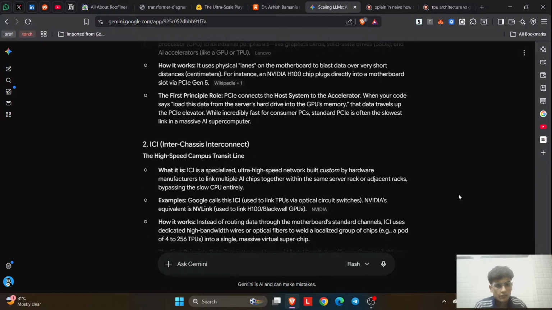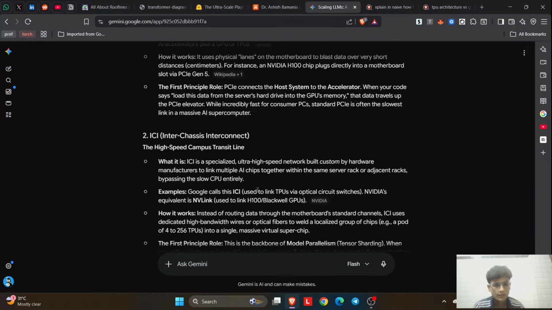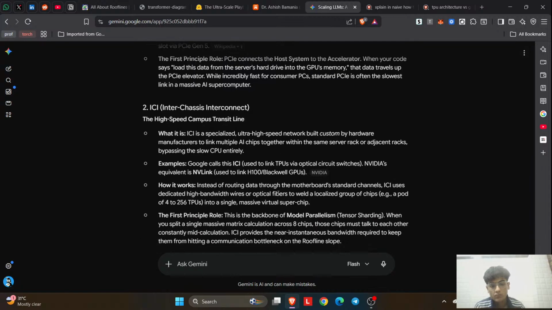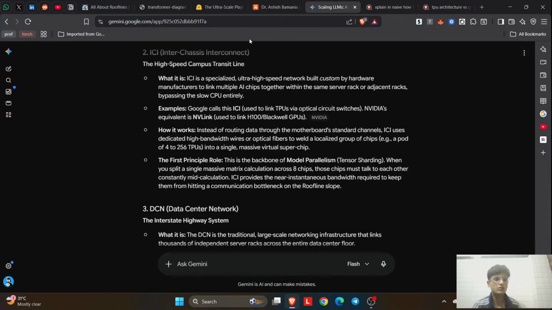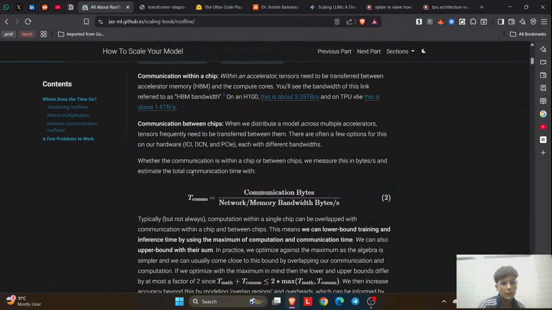Interchip interconnect. ICI is a specialized ultra high speed network built custom by hardware manufacturers to link multiple AI chips together within the same server rack or adjacent rack, bypassing the slow CPU entirely. For example, Google calls it ICI, used to link TPUs via optical circuit switches. NVIDIA's equivalent is NVLink. So there are several components through which the communication happens between the different racks.